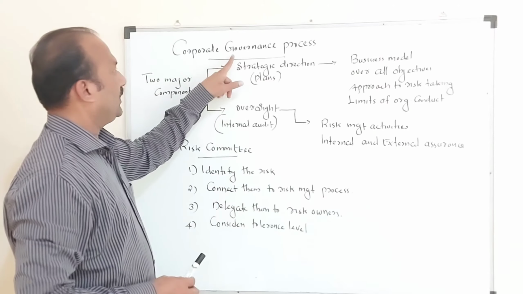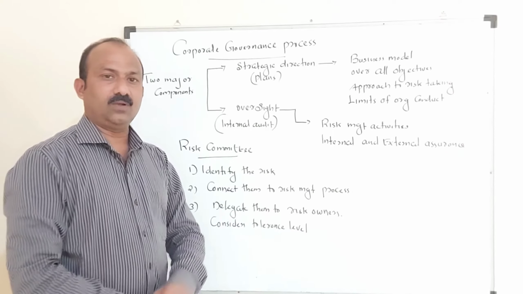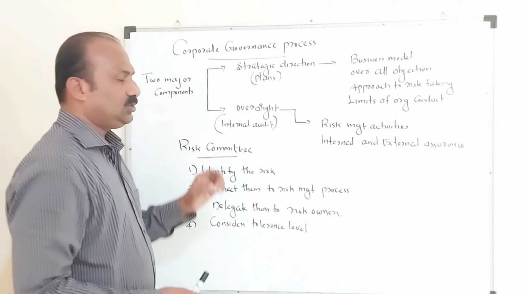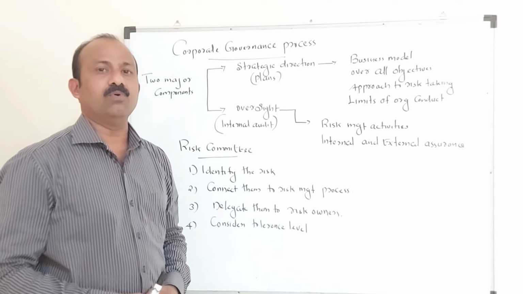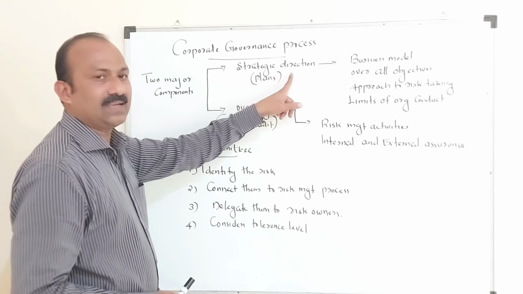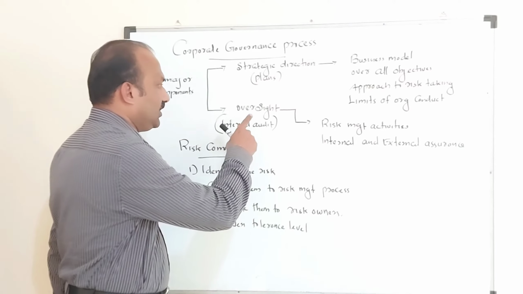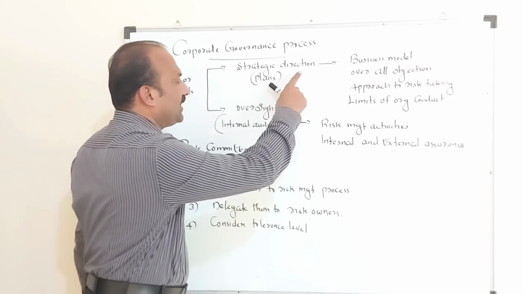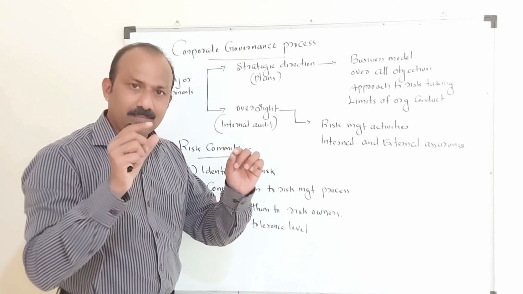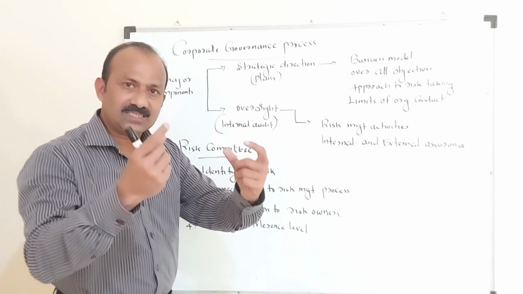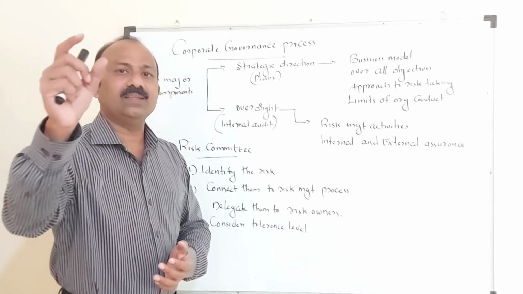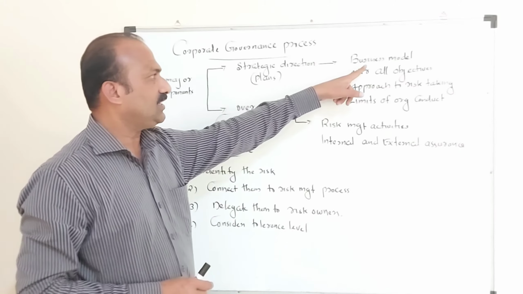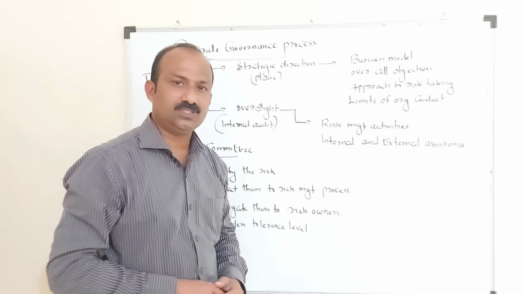Next, corporate governance process. The corporate governance process includes two major components. Number one is strategic direction and the second one is oversight. Oversight means overseeing. Strategic direction means you need to implement the plans and develop the strategies for achieving our organizational objectives. In this strategic direction, we have to develop a business model for the organization.